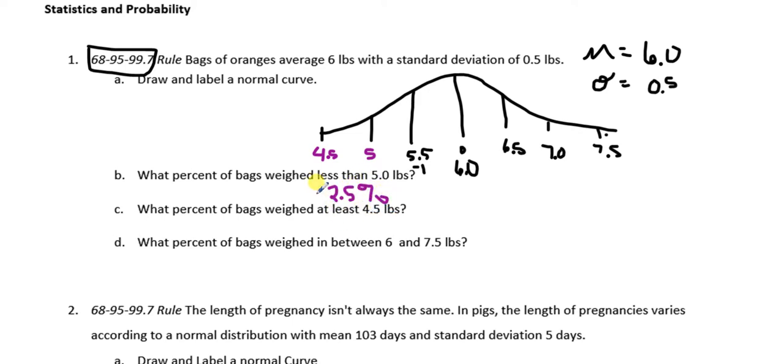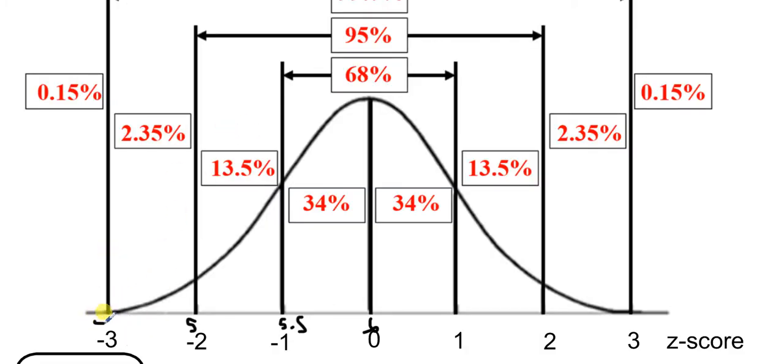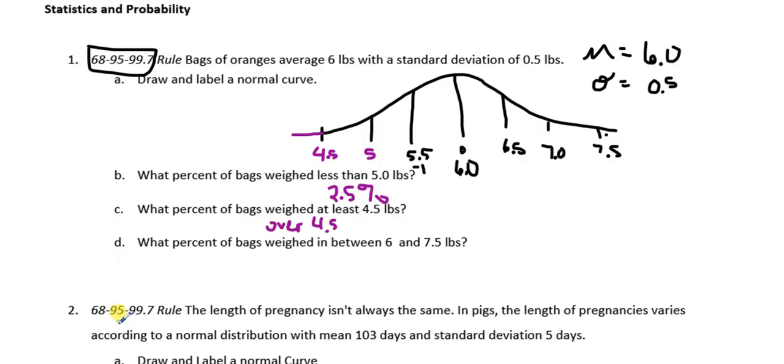At least 4.5 pounds, that's basically everything. Everything over 4.5 pounds, which is everything except, here's 4.5 pounds, everything except this amount right here. So that's going to be 99.85%. I'm drawing with a mouse here, so it sometimes doesn't look very good.